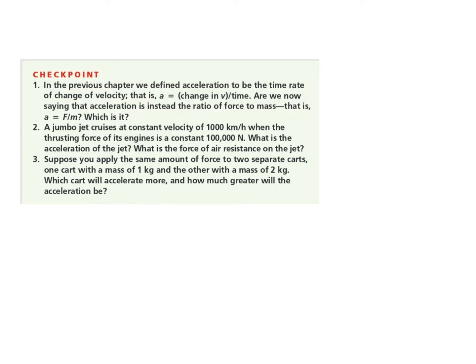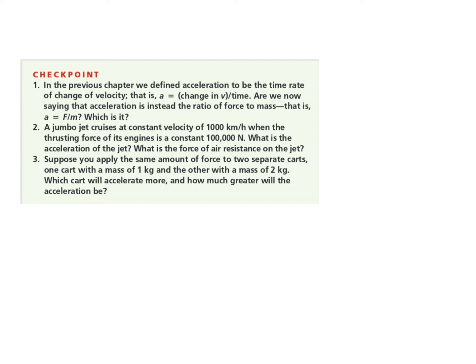Now let's look at one of these check our understanding things from our textbook. There are a few points here we want to look at. The first one says, in the previous chapter, we defined acceleration to be the time rate of velocity change. That is, the change in velocity over the change in time. We now are saying that acceleration is the ratio of force over mass. That is, F over m. Which answer is true? And of course the answer is they're both true. They're telling you different things.